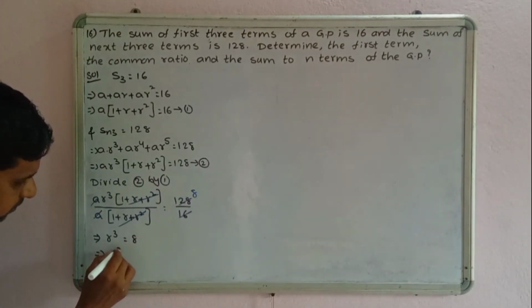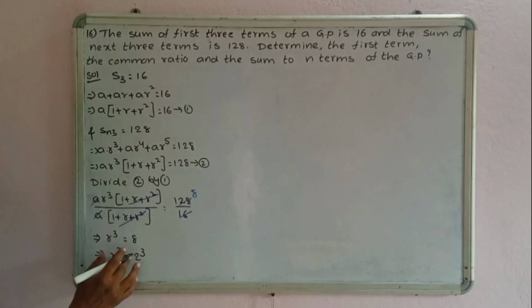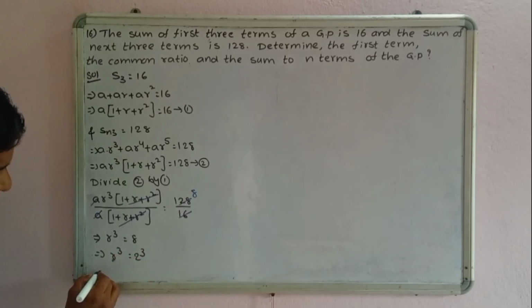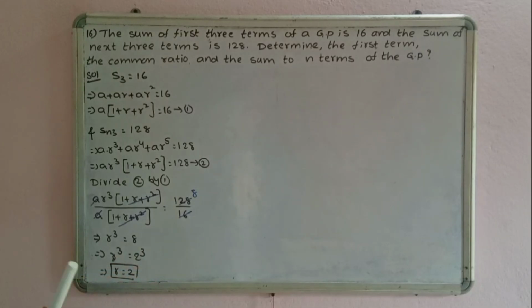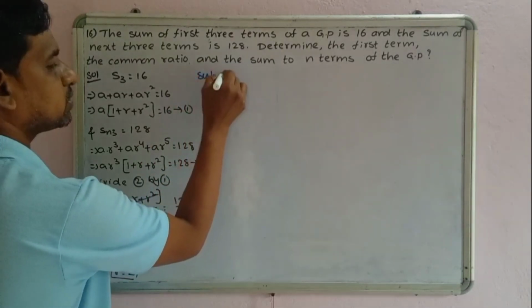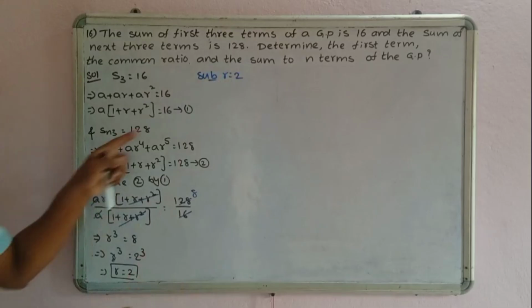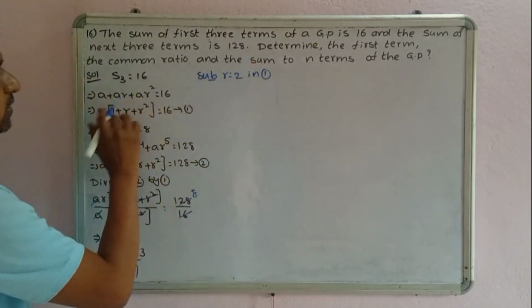So r cube equals 8 can be written as 2 power 3. If a power m equals b power m, then a equals b. So r equals 2. Now I got the value of r. Now substitute r equals 2 in equation 1 or 2. So in 1, what is 1?